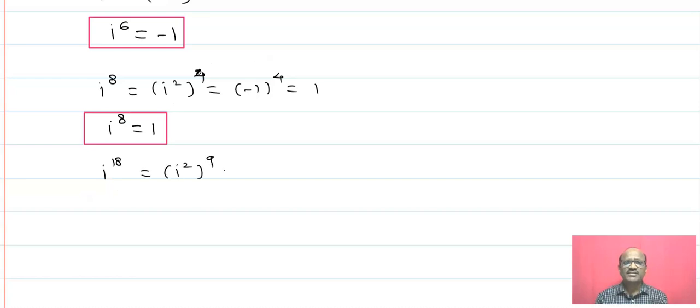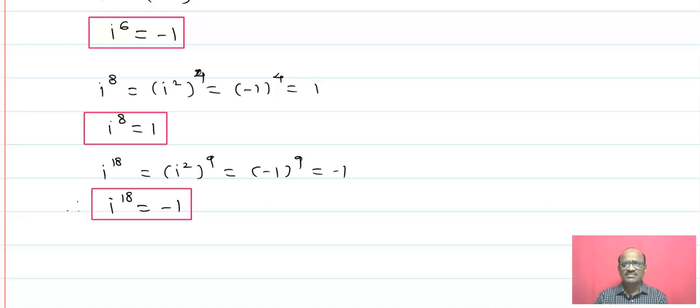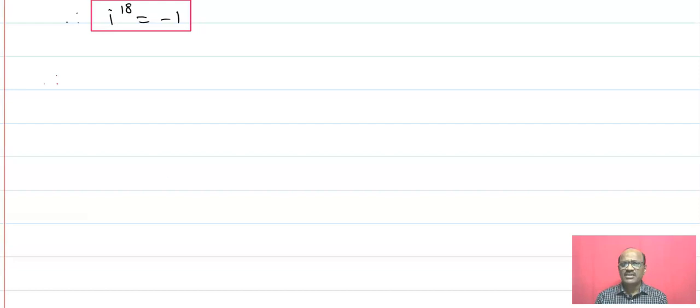i raised to 18. That is (i square) whole raised to 9. But i square is minus 1. Minus 1 raised to 9 is equal to minus 1. And hence, i raised to 18 is minus 1. Now see this, we will substitute their values.